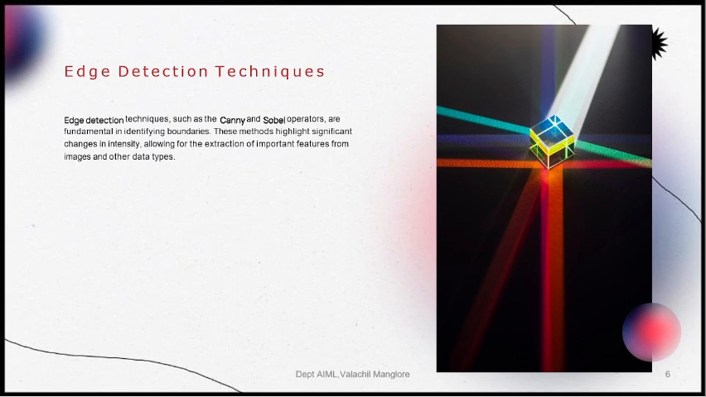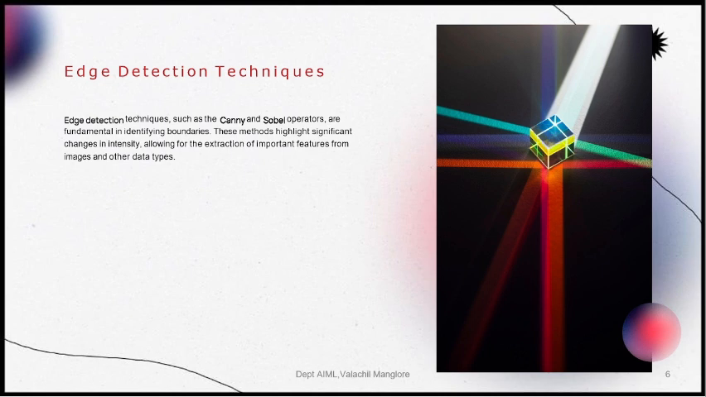These methods highlight significant changes in intensity, allowing for the extraction of important features from images and other data types. Many data types use this extraction, which is important in image processing.